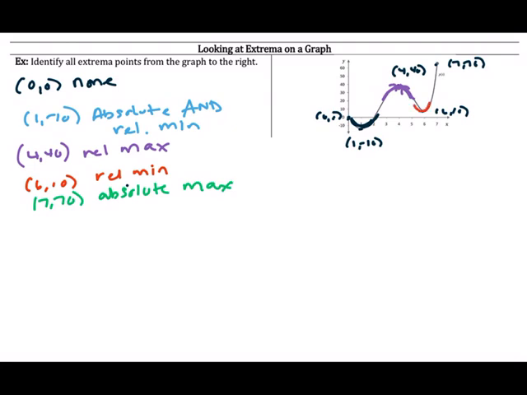(6, 10) down here is a relative minimum. It's not the lowest the graph ever goes, but it is a low point. It is a vertex-looking point, which makes it a relative minimum. And last but not least, our absolute maximum is the y value here. There's an absolute maximum at the point (7, 70) because that is the highest that the graph ever goes. So remember, you can have more than one relative extrema, and you can have an extrema that is both a relative and an absolute. Let's keep moving.